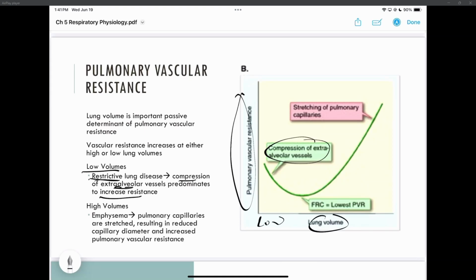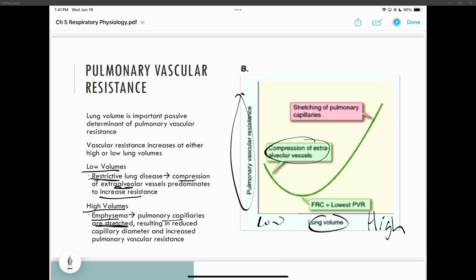Now, at very high volumes, like emphysema, your pulmonary capillaries get stretched. When you stretch something, what happens to the width of that object? It decreases. We have very high lung volumes now. So all the alveoli are not their normal popped open, now they're bigger.